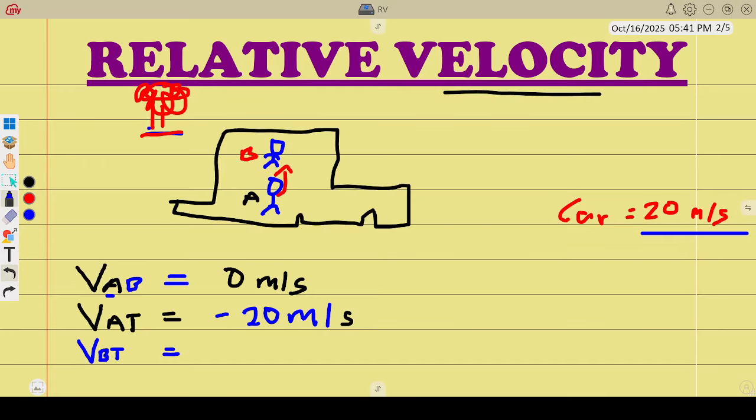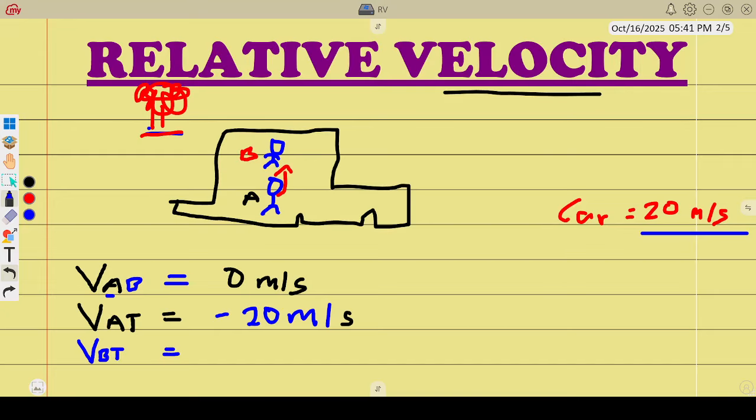For me, what I think is, since person A and B are looking at each other, the velocity is 0 meters per second. So I think the velocity is just going to be the same when person B is also looking at the tree. It's going to be negative 20 meters per second because the tree is still going to be in the opposite direction. That's what I think. Am I right?